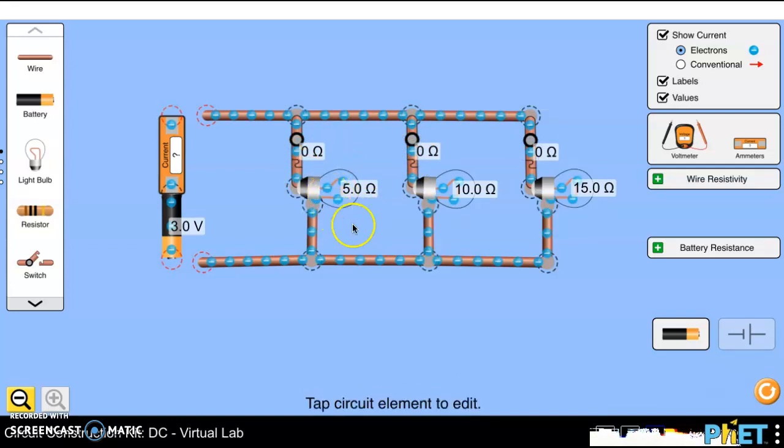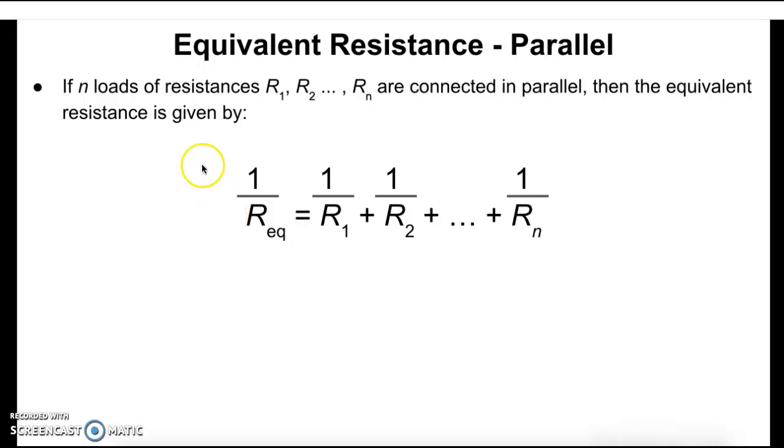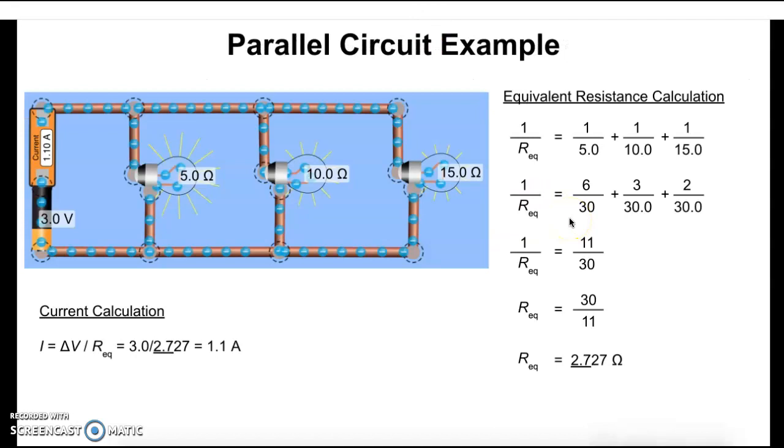Okay, so how do I get the equivalent resistance for this whole circuit? It's in parallel, so I'll use this parallel formula. I've done that on this next slide here. All right, so first step is to just write out the formula and plug in the values of the resistances. So 1 over Req will equal 1 over 5, which was the first resistance of the first light bulb, plus 1 over 10, plus 1 over 15. Okay, that's the first step, to write out the formula with the numbers plugged in.